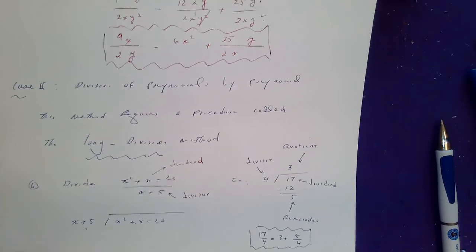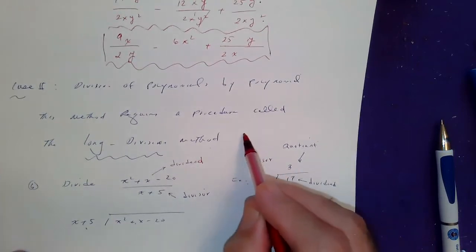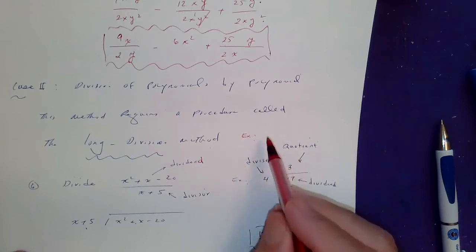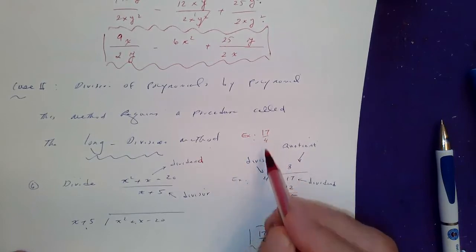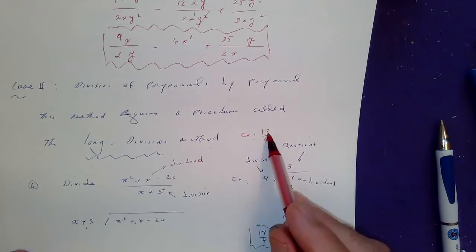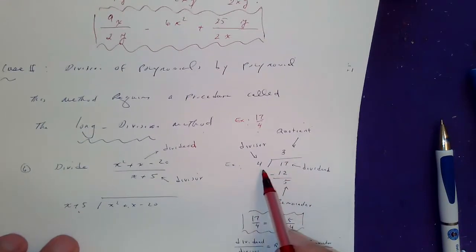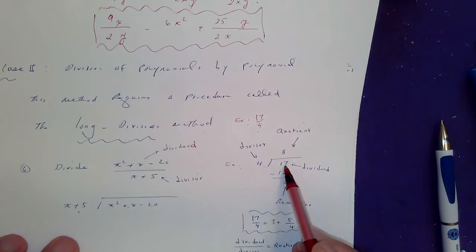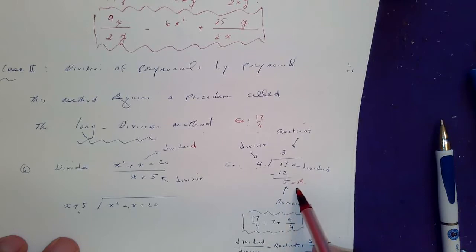What does that mean? That means if you ask me to divide, let's say, 17 by 4, I have to see how many times 4 goes into 17. Notice, you're going to go like this. 4 goes into 17 3 times. 3 times 4, you multiply these to come up with the remainder. Then you subtract to find out what the remainder is.